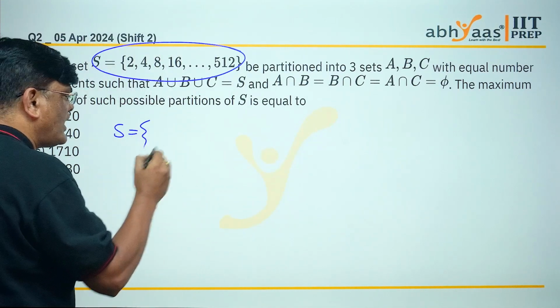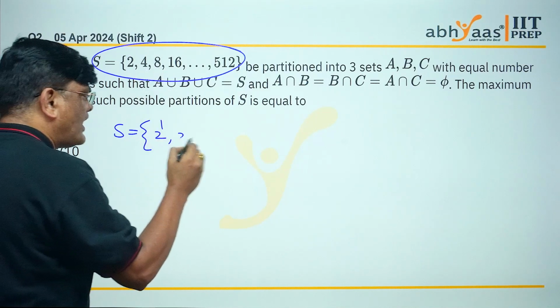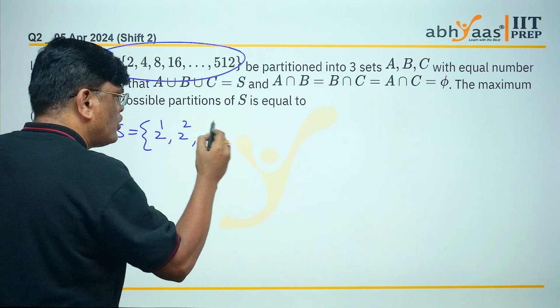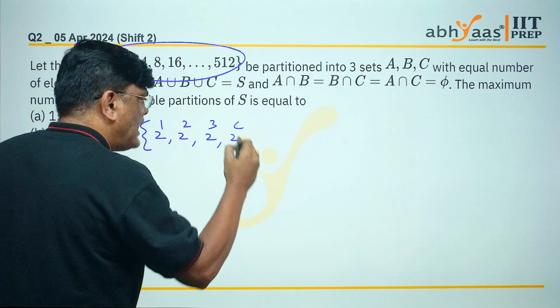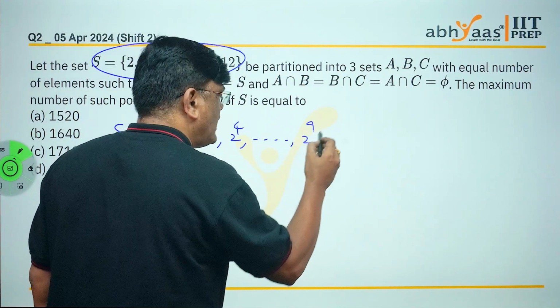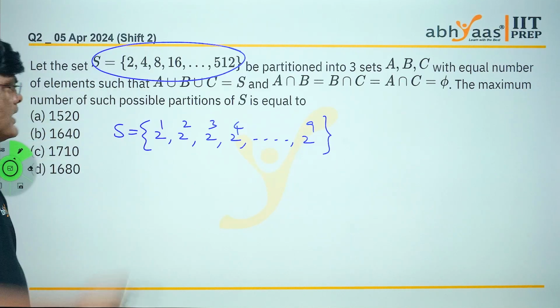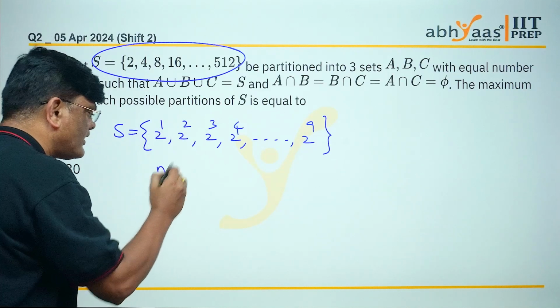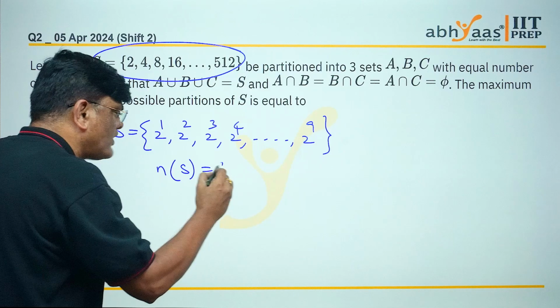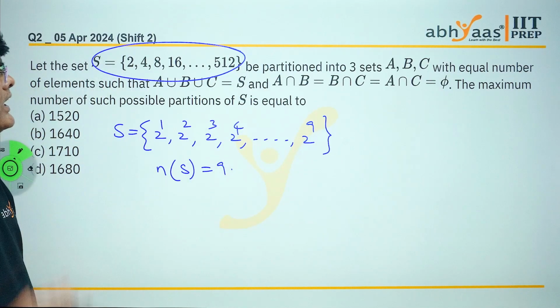Now S can be written as 2, that means 2 power 1. Now 4 can be written as 2 square, 2 cube, 2 power 4 and so on. Now 512 can be written as 2 power 9. Is it right? Now if you observe, the number of elements in the set S will be 9. That means n(S) equals 9. Right.